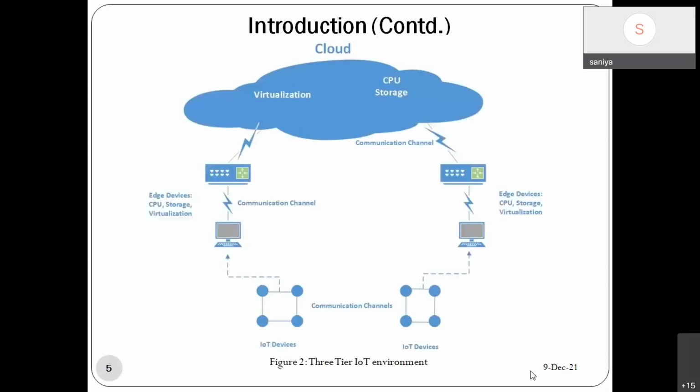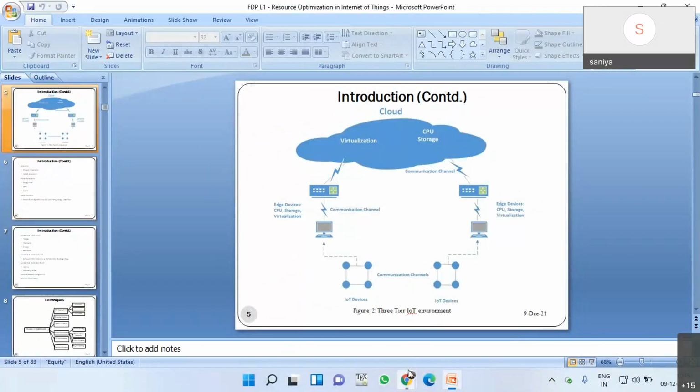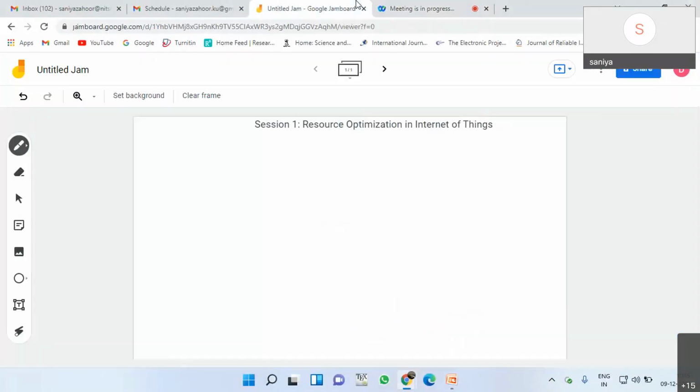But you can see this leads to the three-tier IoT architecture. For example, if my IoT architecture would have, okay, is this screen visible? Is this screen visible?